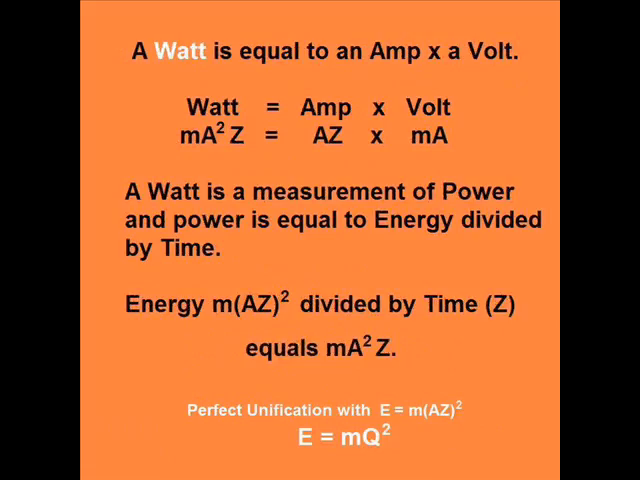A watt is equal to an amp times a volt. ma squared z equals az times ma. A watt is a measurement of power, and power is equal to energy divided by time. Energy, maz squared, divided by time, z, equals ma squared z. Perfect unification of electricity and Einstein's E equals mc squared.